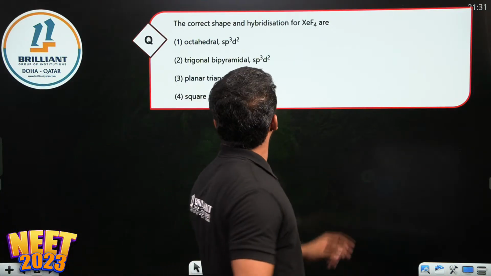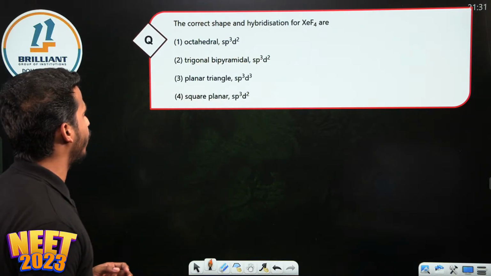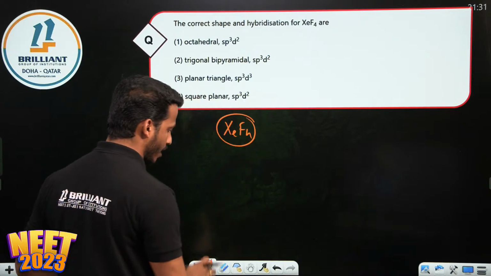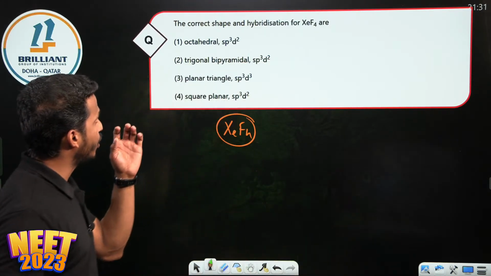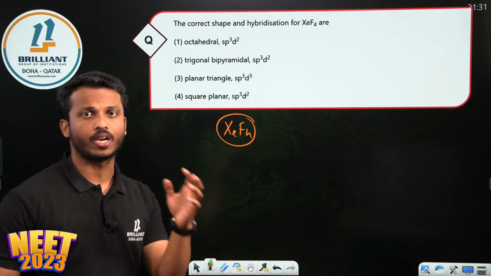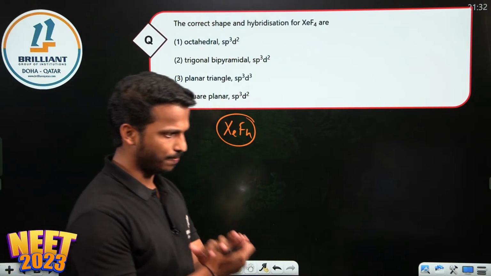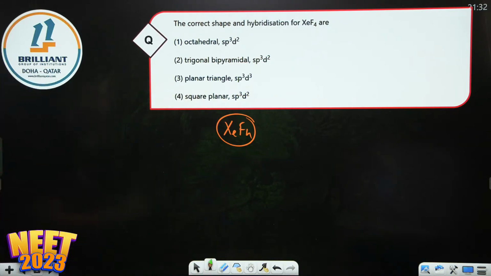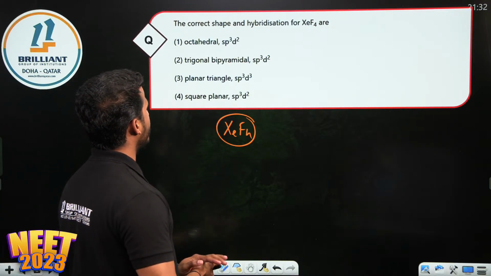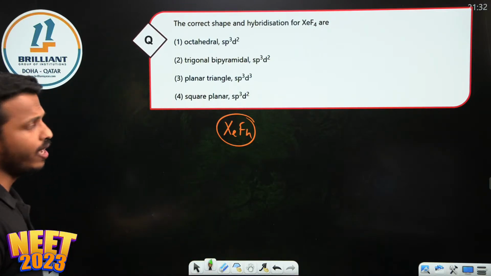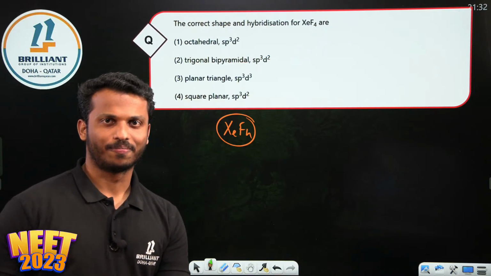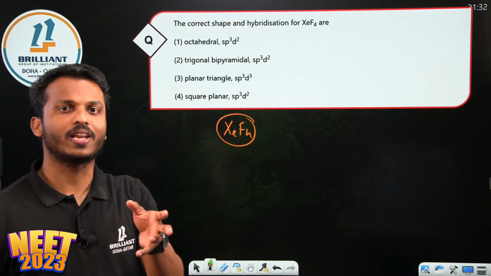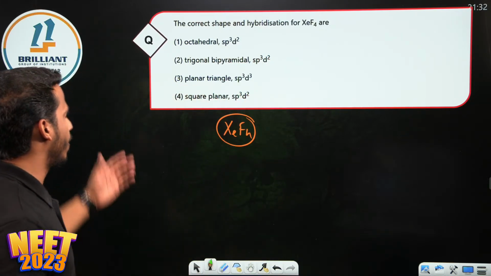Next one. The correct shape and hybridization for XeF4 are. Tell me, dear all, what is the answer? Who can give it first? What is the correct shape and hybridization for XeF4? I'm waiting for your answer. I think here the correct structure is enough, because the options all give different structures. The structure is enough. I think automatically the hybridization will be the correct one.